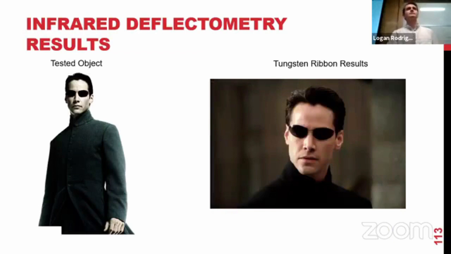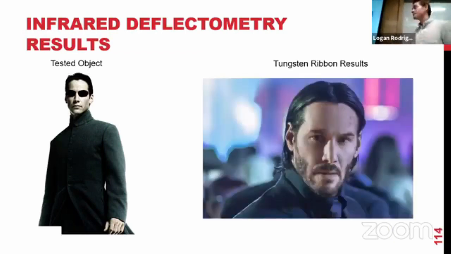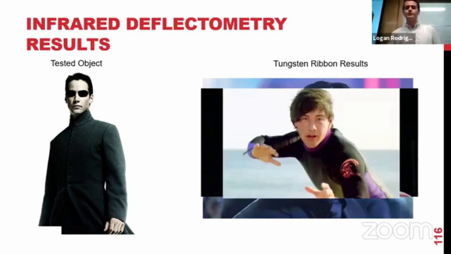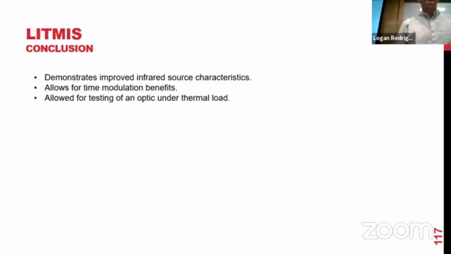What about the tungsten ribbon? Great. First step, we get NEO. Second step, we get John Wick. I mean, it's still Keanu Reeves. It's still pretty accurate, but it's not Neo. Third step, Keanu Reeves from Bill and Ted. So it still is producing something accurate, but the precision, that is the repeatability, isn't terribly great. And finally, of course, Keanu Reeves again from Point Break.